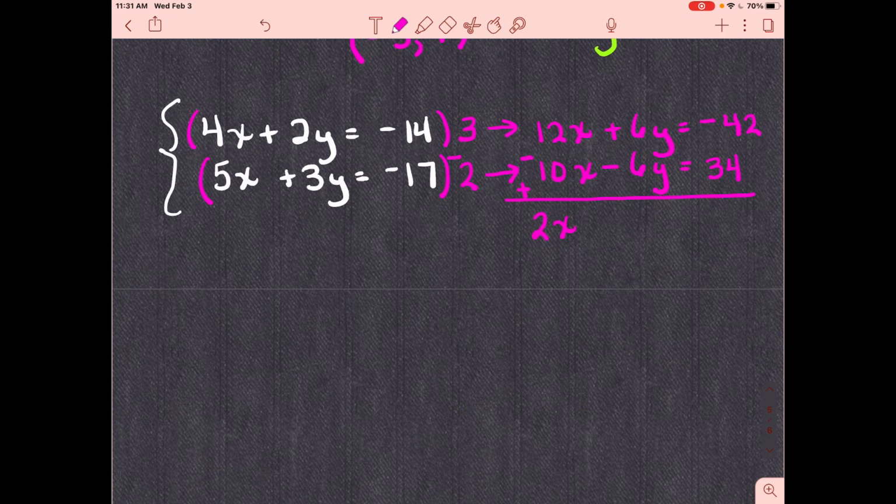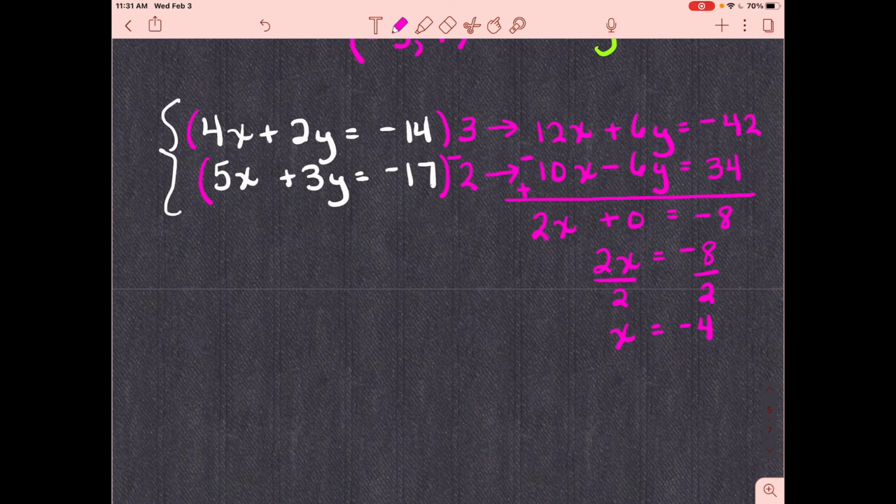And then 6y and -6y cancel. -42 and 34 makes a -8. So I have 2x equals -8. I'm going to divide by 2 to get my x by itself. X equals -4.